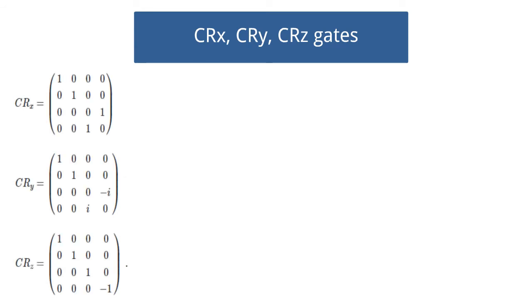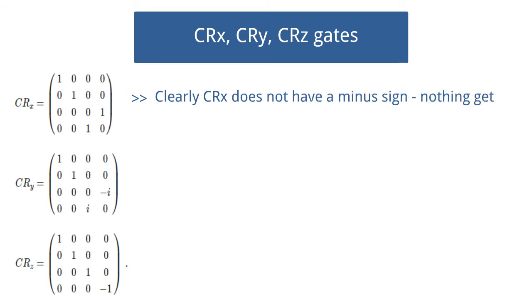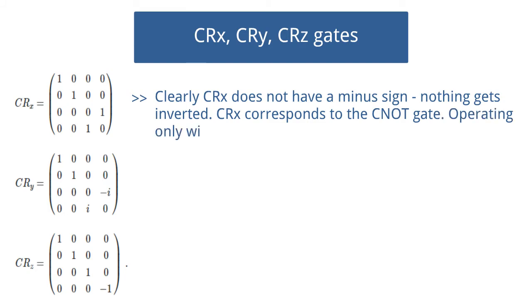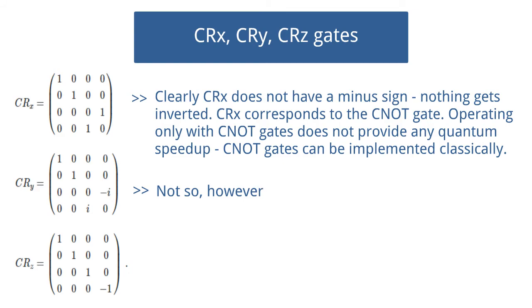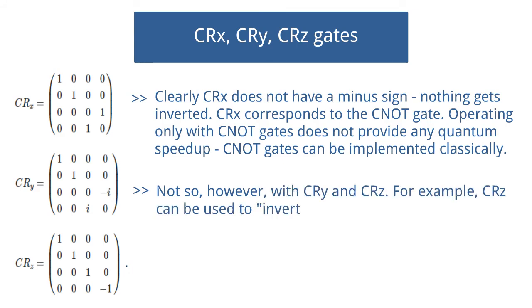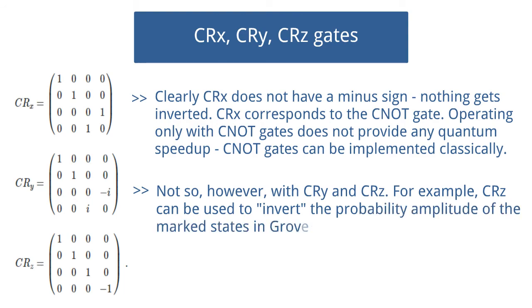CRX, CRY, CRZ gates. Here is the matrix of these gates. Clearly CRX does not have a minus sign, nothing gets inverted. CRX corresponds to the C0 gate. Operating only with C0 gates does not provide any quantum speedup. C0 gates can be implemented classically. Not so, however, with CRY and CRZ. For example, CRZ can be used to invert the probability amplitude of the marked states in Grover's algorithm.